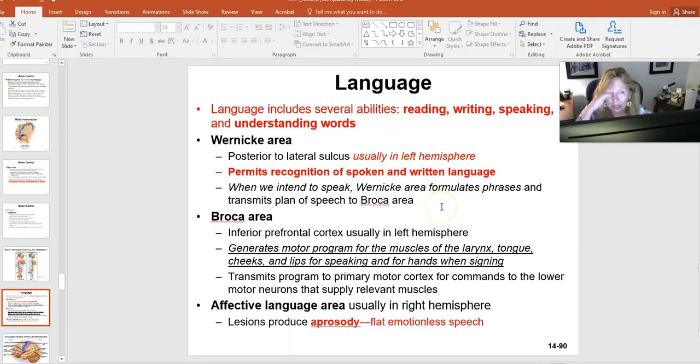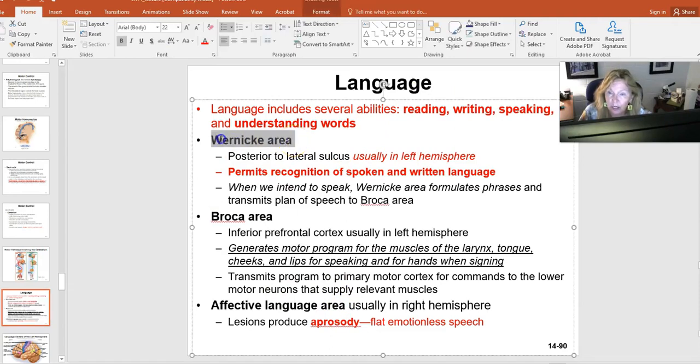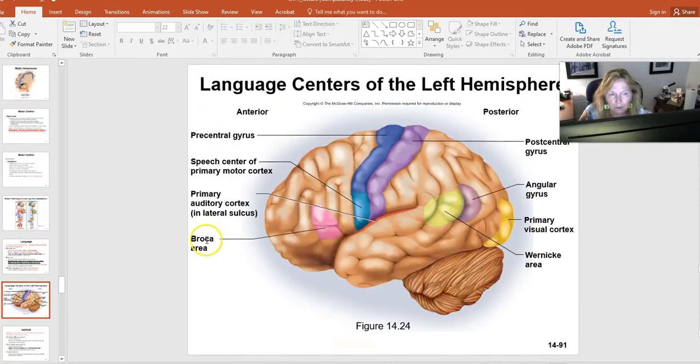Language. Language includes several types of abilities: reading, writing, speaking, understanding words. So it's really comprehensive in our communication and what is needed for communication. There are two major areas in the brain that we associate with the ability to communicate: Wernicke's area and Broca's area. In this picture, you can see that Broca's area is here in the frontal lobe. Wernicke's area is here, at the back of the temporal lobe and here in the parietal as well.